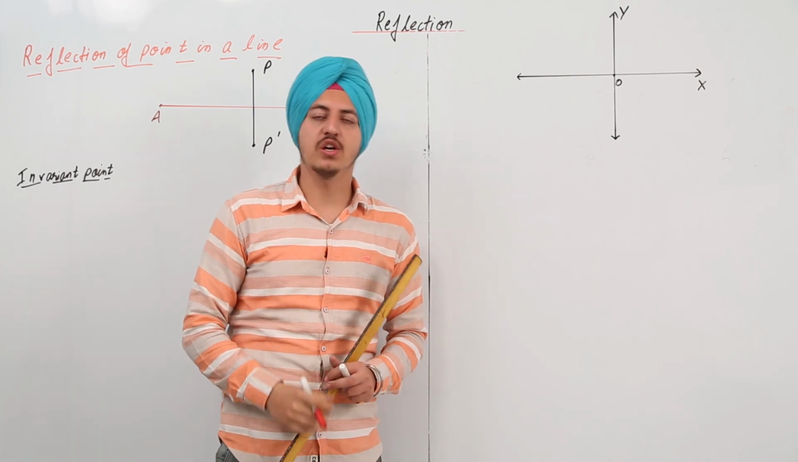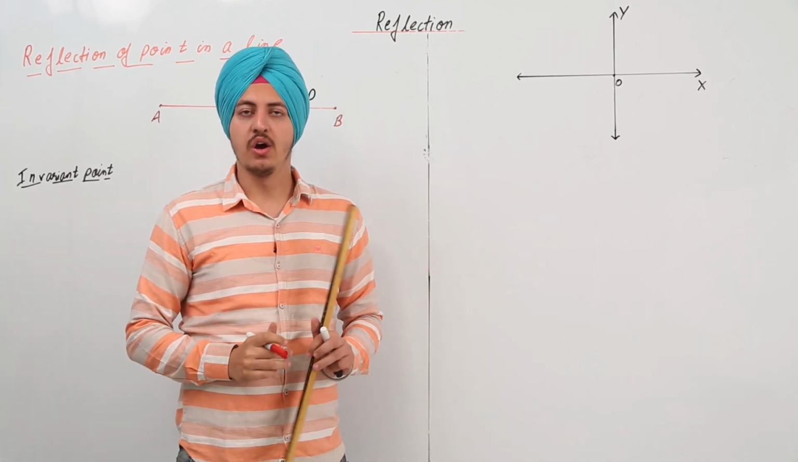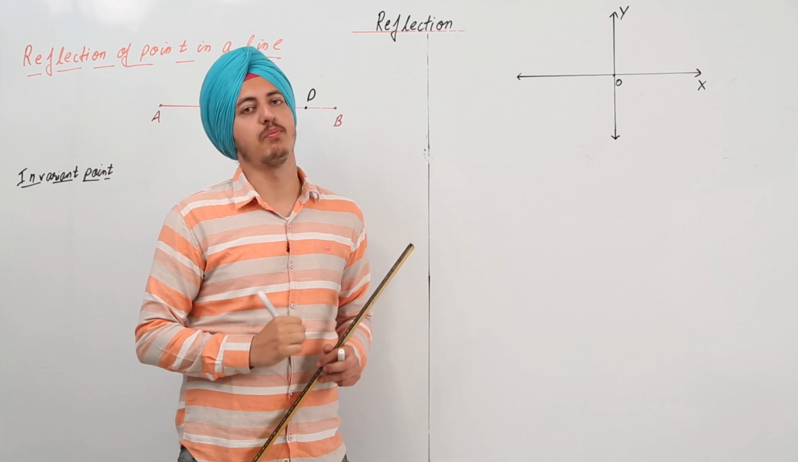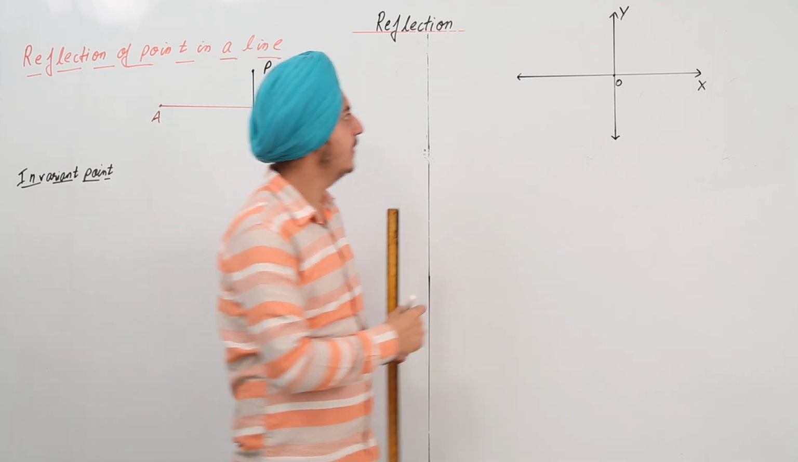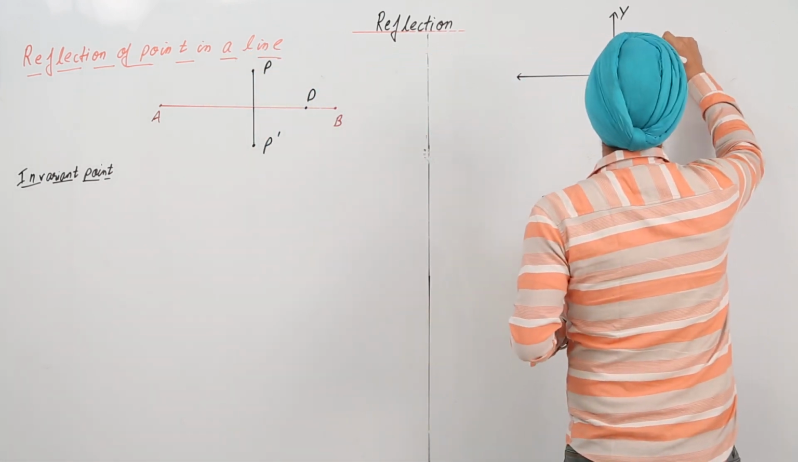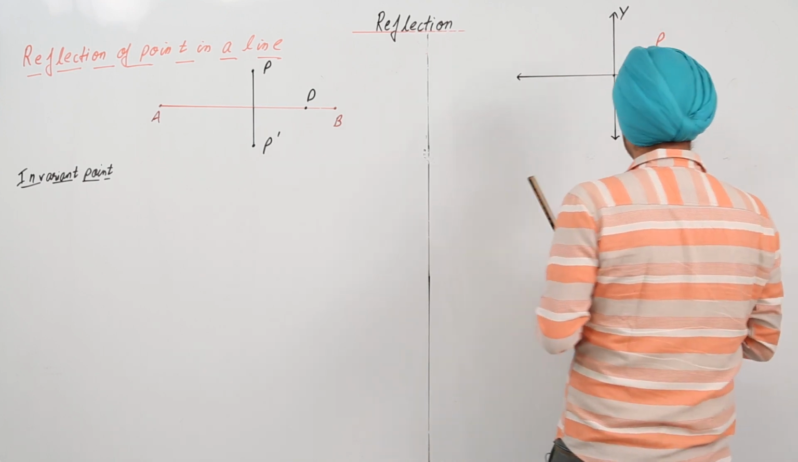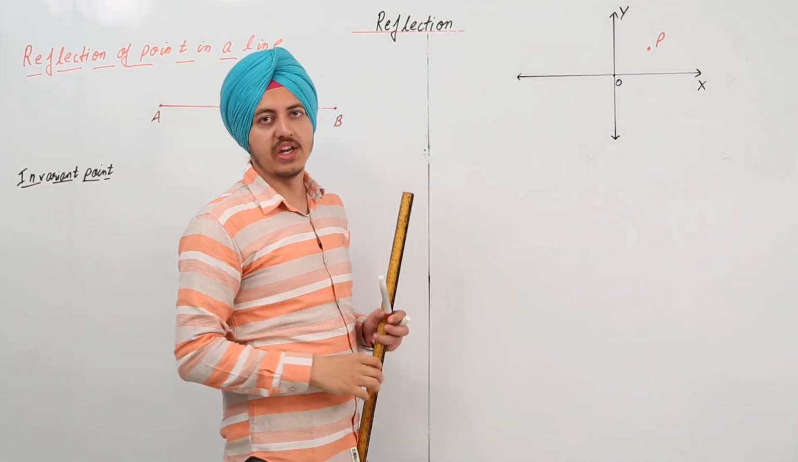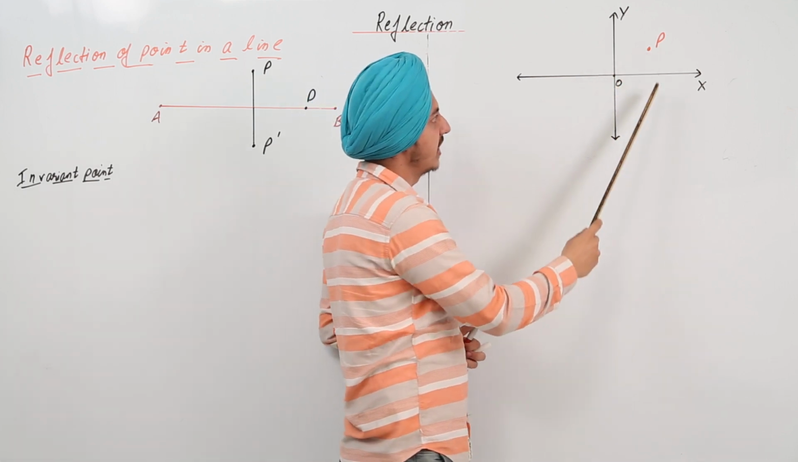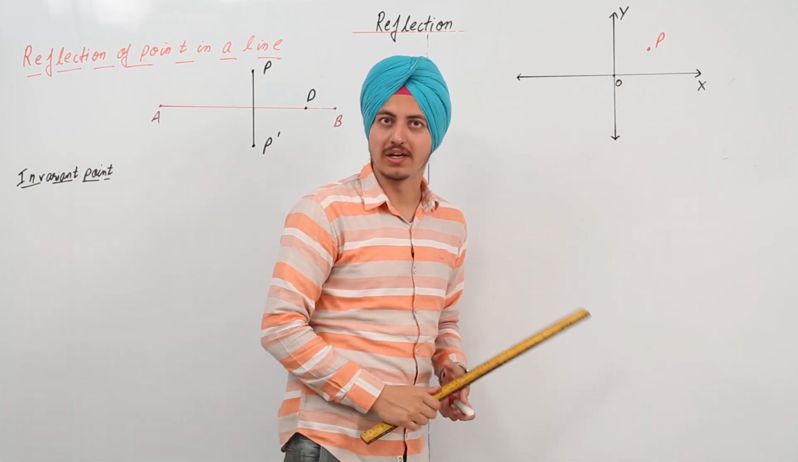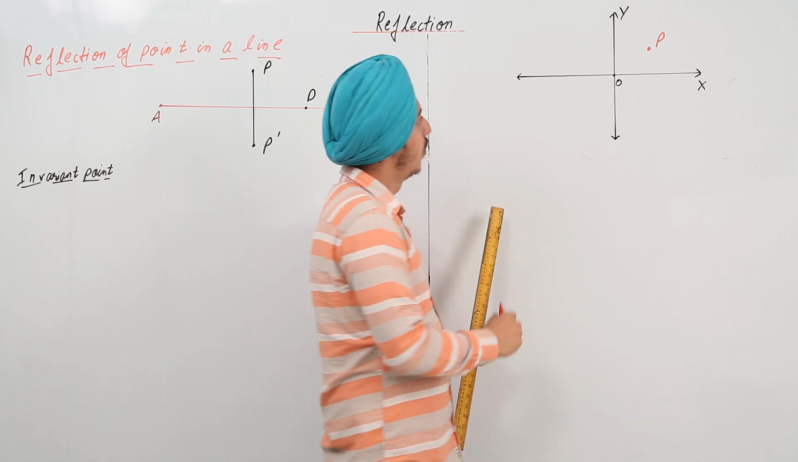Okay. The next, I've just drawn this Cartesian system over here, xy coordinates, and we will find the coordinates of the reflection of a point in x-axis. Let's say that we have a point P over here. We have to find the coordinates of the reflection of this point in x-axis. How do we do that?